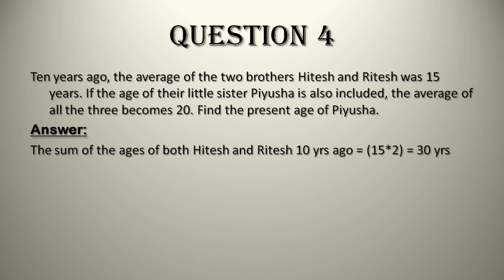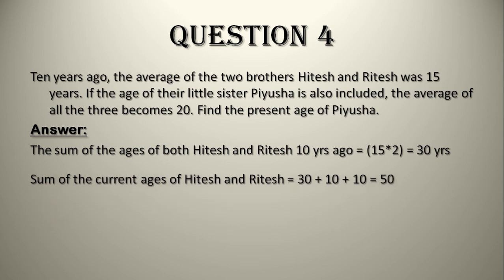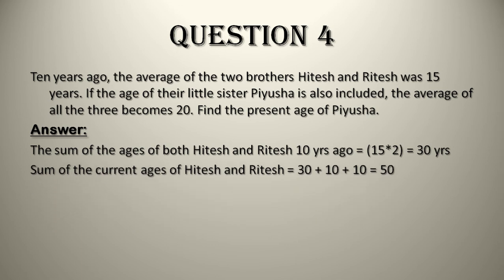First, we'll calculate the sum of the ages of both Hitesh and Ritesh 10 years ago. To do that, we'll use the formula sum of the observations is equal to average into number of observations. So the sum would be 15 into 2, that is 30 years. To calculate the sum of the current ages of Hitesh and Ritesh, we have to add 10 years each for both Hitesh and Ritesh to the sum of their ages 10 years ago. So the sum of their current ages would be 30 plus 10 plus 10, which is 50.